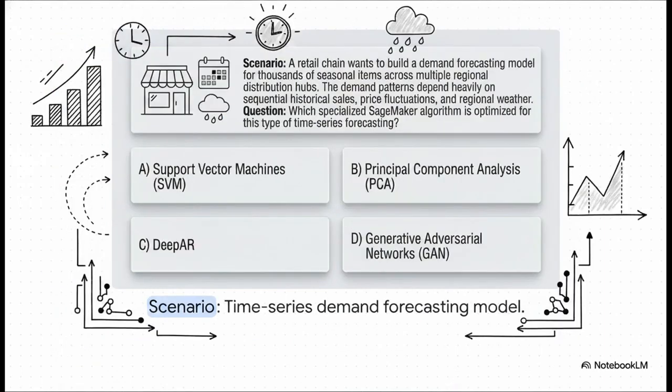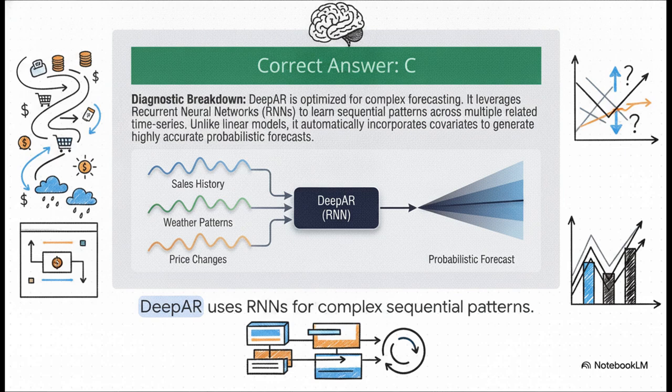Almost there. Scenario 9. A retail chain wants to build a demand forecasting model for thousands of seasonal items across multiple regional distribution hubs. The demand patterns depend heavily on sequential historical sales, price fluctuations, and regional weather. Which specialized SageMaker algorithm is optimized for this type of time series forecasting? Think about sequence and time here. Is it SVM, PCA, DeepAR, or GAN? The correct choice is C, DeepAR.